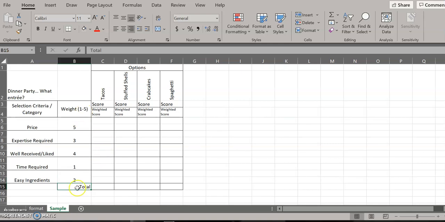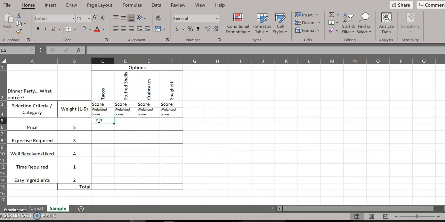Now for argument's sake, we could probably argue about what the weights are here, but we're just going to put numbers in to make sure that we can do our operation. Okay, so now this is where I'm going to fill in the score. This is where I'm going to fill in each row here for each of these options.